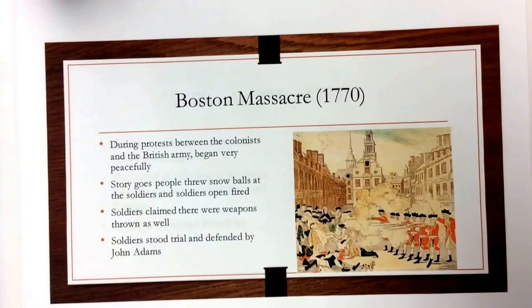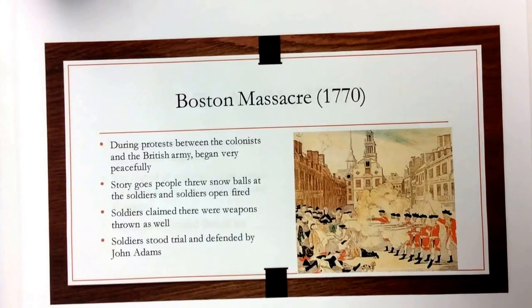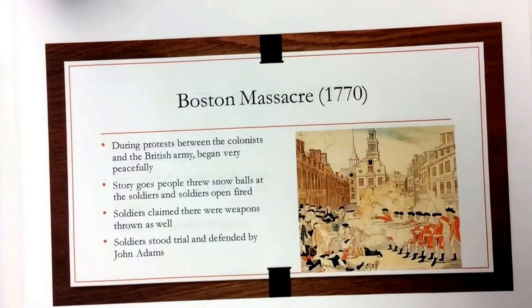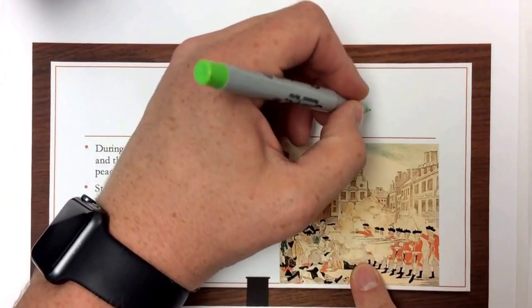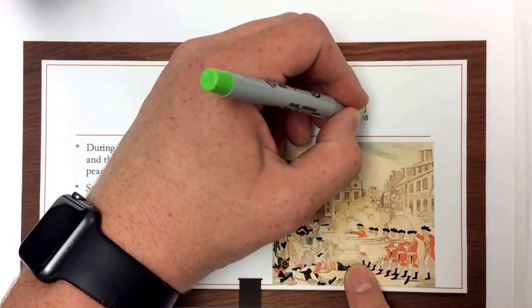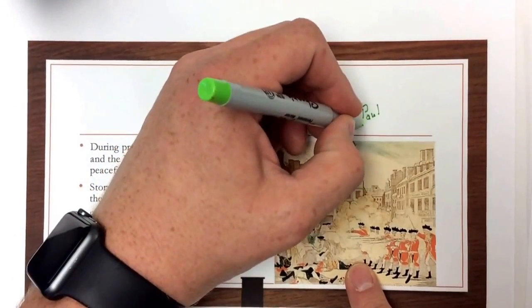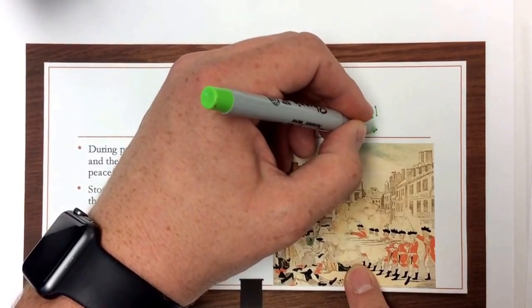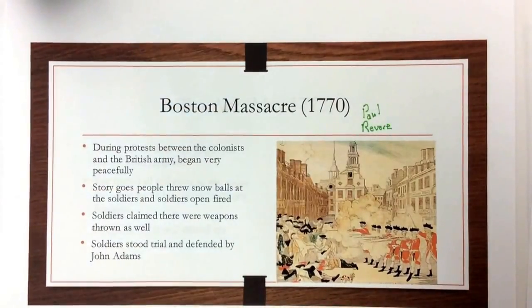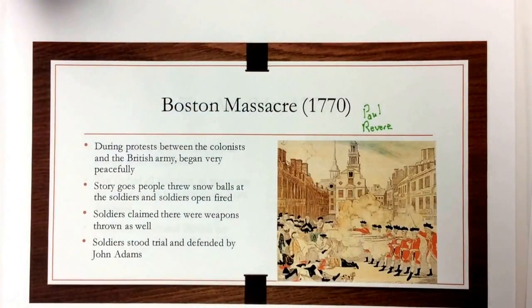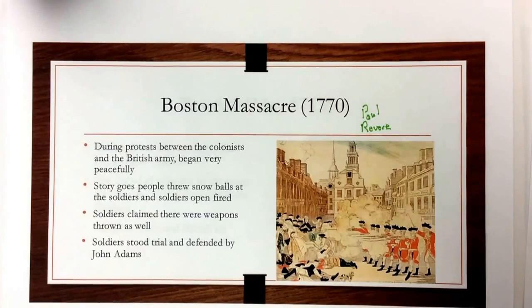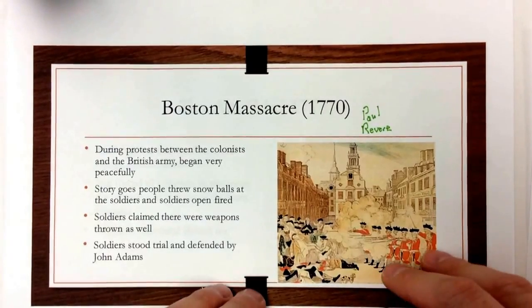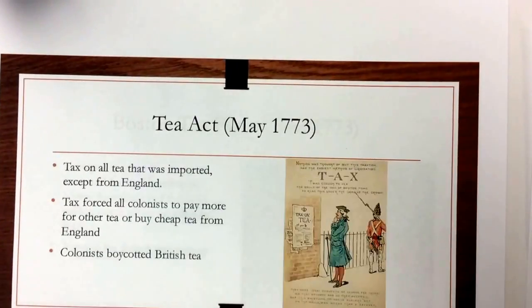Some of the soldiers claimed that there were things inside the snowballs, like pieces of metal or glass or things like that. This picture right here is the most famous picture from all of it, and I want you to make a note of it. Paul Revere, the guy that said the British are coming, the British are coming, is going to be the one that makes this picture, and it's going to be the most famous picture from the Boston Massacre. And the soldiers are going to all stand trial and be defended by John Adams, who later becomes our second president. But he is able to free all the soldiers from any wrongdoing.